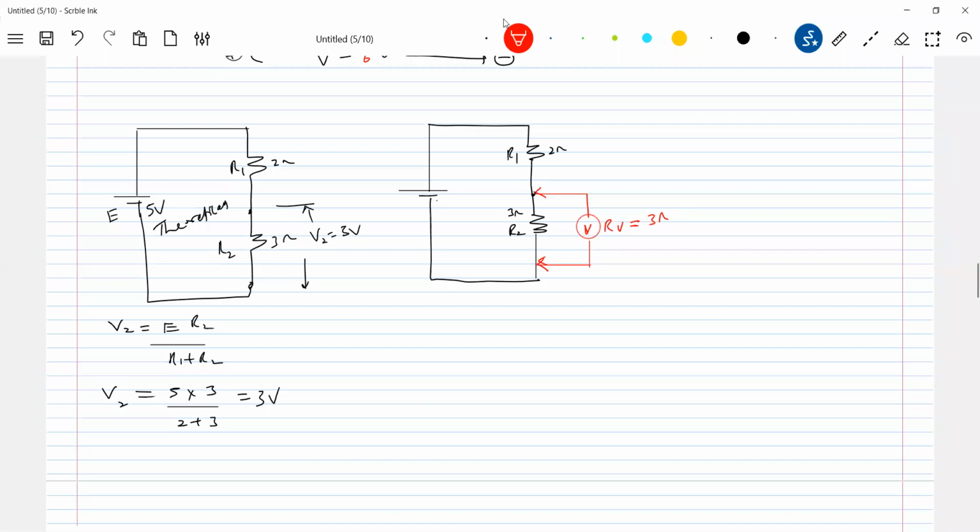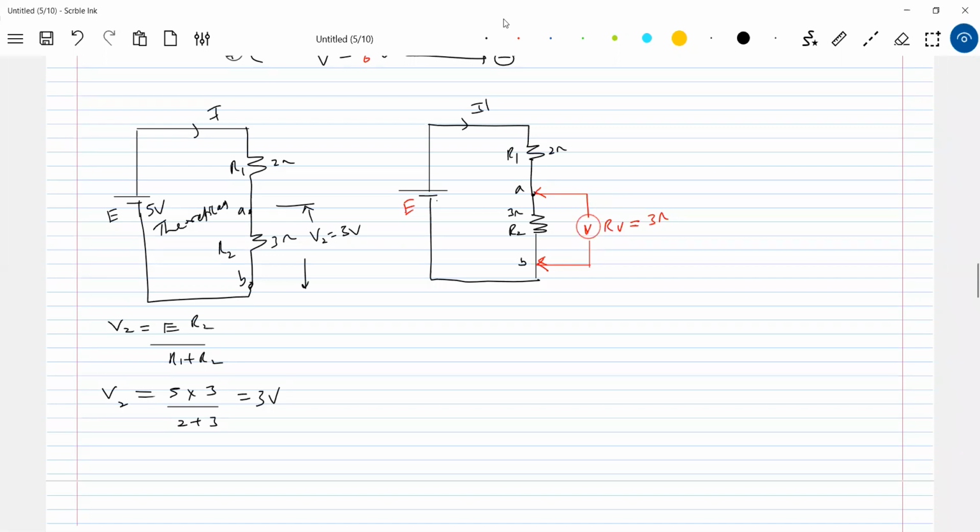Now practically, this cell will see R1, R2 and also RV. Earlier a current I was flowing, so now a different current I dash has to flow. These are the terminals A and B across which I introduce the voltmeter. Where you are measuring potential, the voltmeter should be introduced across the terminals, not in series in the branch. So you connect it directly across points A and B.